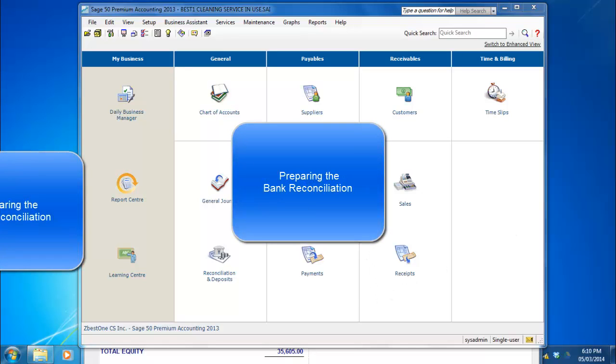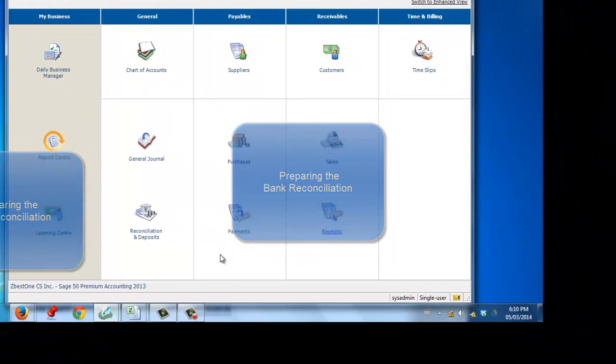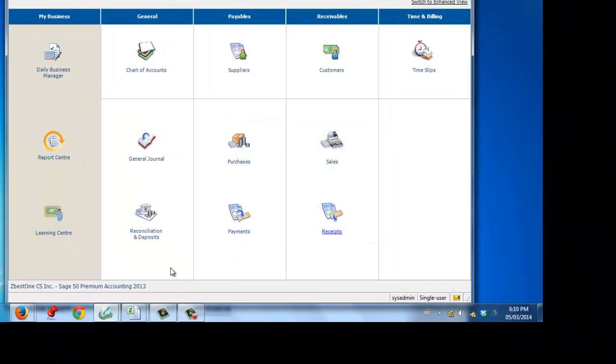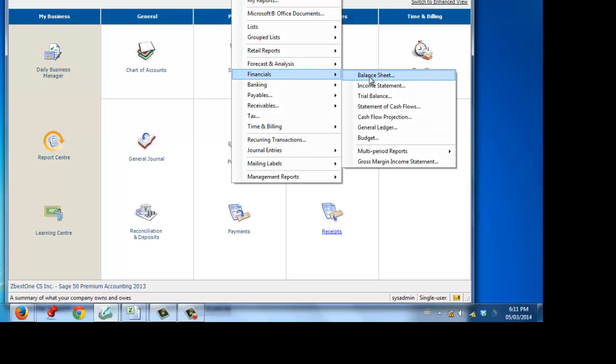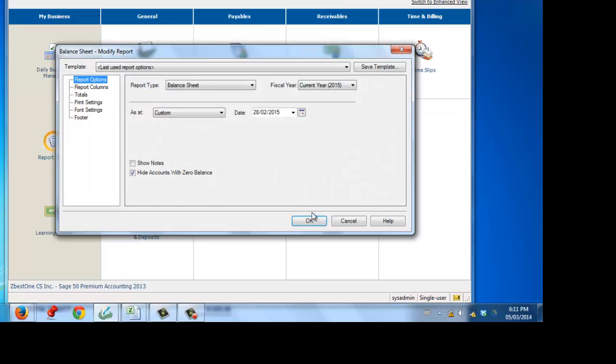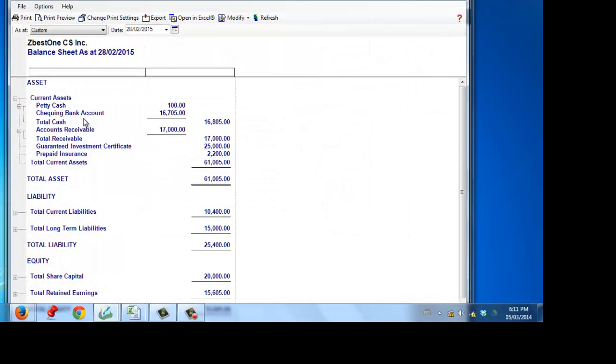For this exercise, we will be preparing a bank reconciliation. The way we normally prepare a bank reconciliation is the following. For what month? In this case, we'll prepare it for the month of February, February 28th. Let's go to the balance sheet, or you could have gone also to the trial balance, and we have one bank account, the checking bank account. You notice the GL balance on February 28th is $16,705.